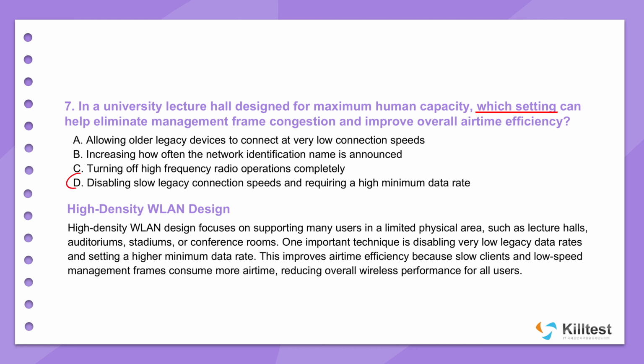Yes, because in very dense environments, slow legacy clients consume just an excessive amount of wireless airtime simply trying to communicate. Oh, right. It is like having a multi-lane superhighway but letting a tractor drive 15 miles per hour in it. The whole highway backs up. That is a great way to put it. So disabling legacy speeds basically kicks the tractors off the wireless highway. Exactly. By eliminating those low data rates, you prevent airtime waste and dramatically improve performance for all users in that space.